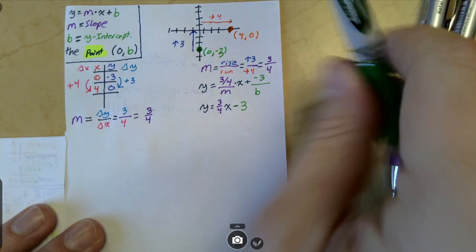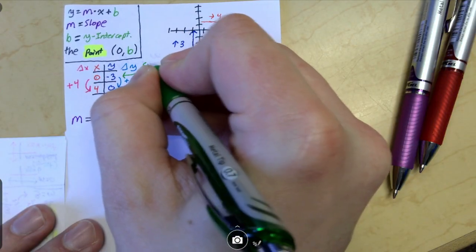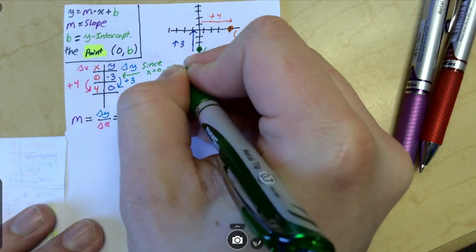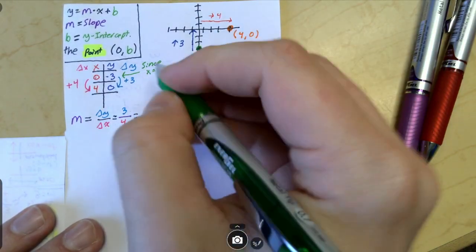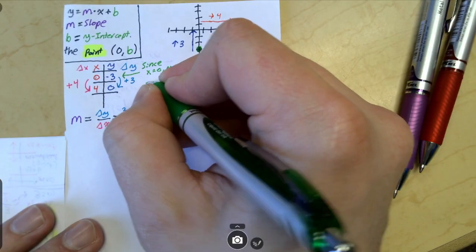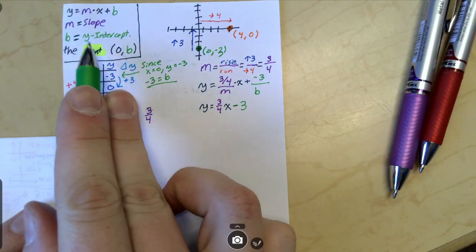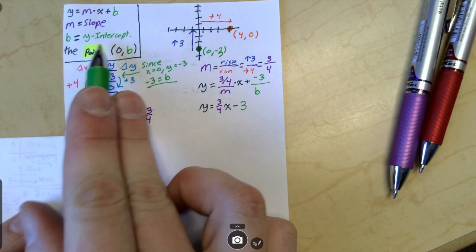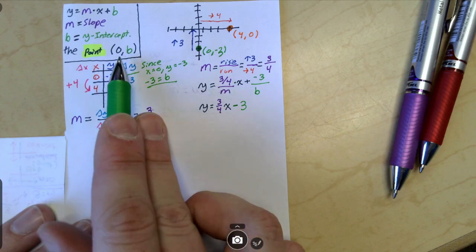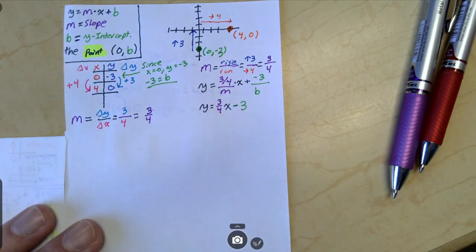Then, right here, since x equals 0, y equals negative 3, negative 3 is equal to b. And that's just our definition of the y-intercept, the point 0, and our number b. So since it has a 0 in the x part, the number portion is our b.